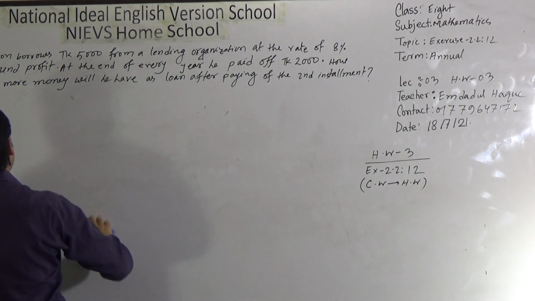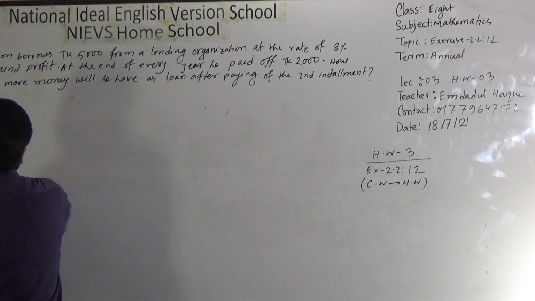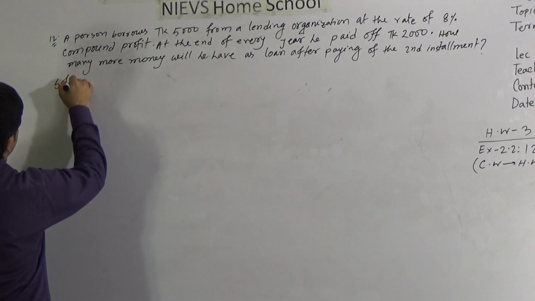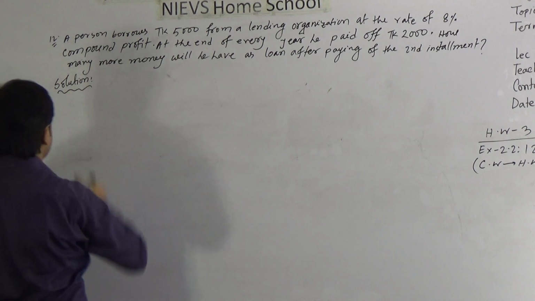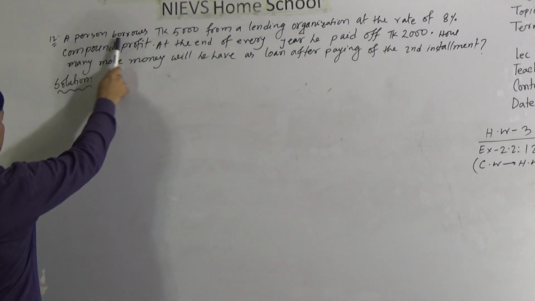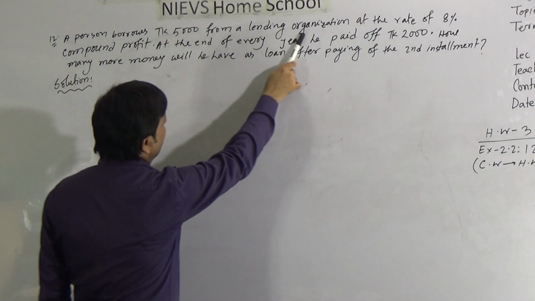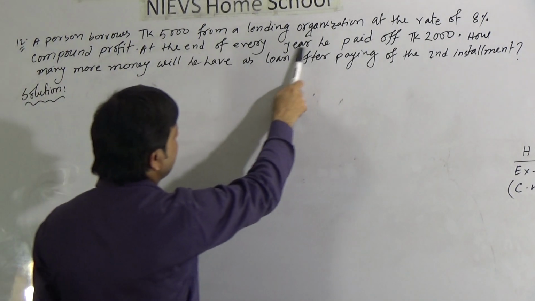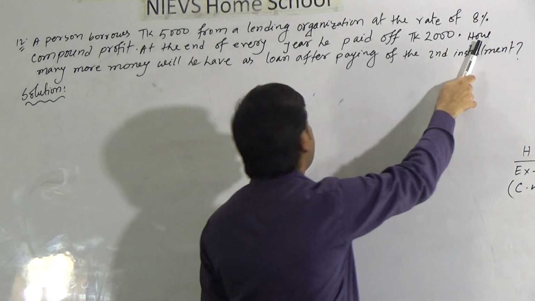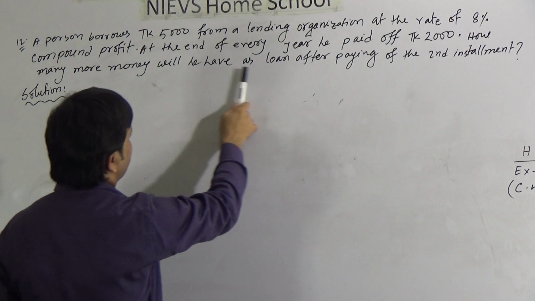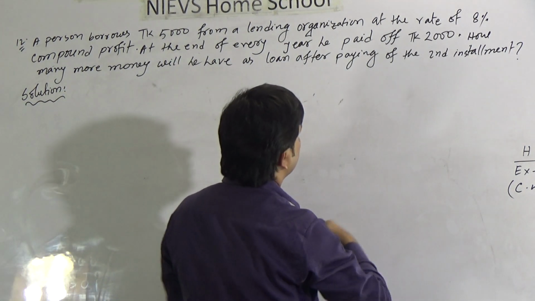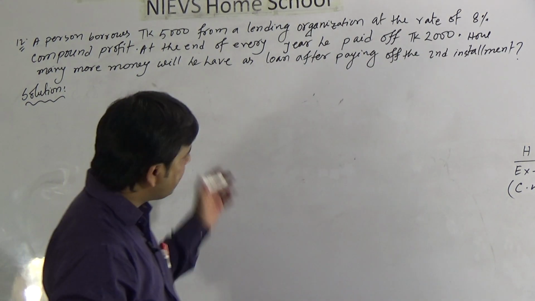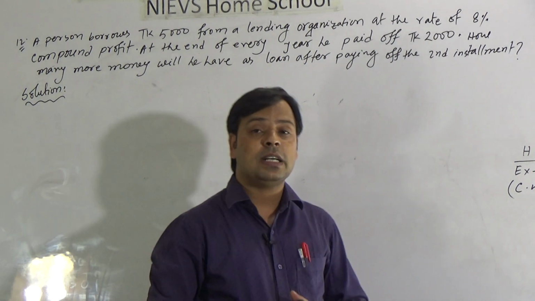Okay dear students, now let us see question 12 at first. Read the question at first. Question 12: A person borrows taka 5,000 from a lending organization at the rate of 8% compound profit. At the end of every year, he paid off taka 2,000. How much more money will he have as loan after paying off the second installment?